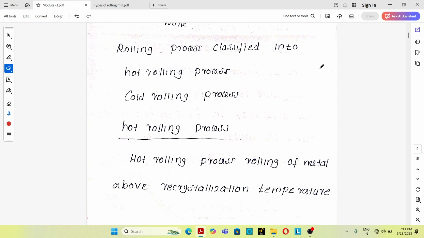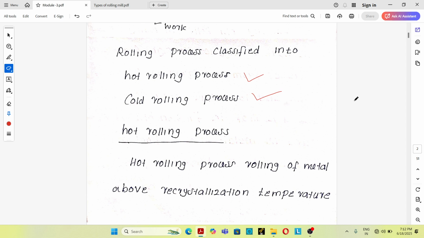Rolling processes are classified into two types: the hot rolling process and the cold rolling process, depending upon the temperature at which the rolling takes place. First of all, the hot rolling process.